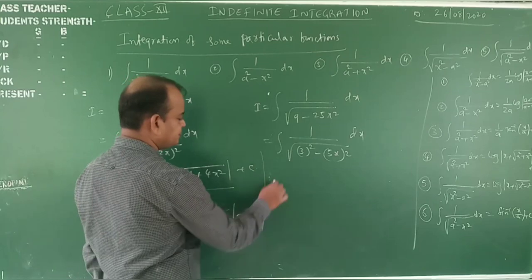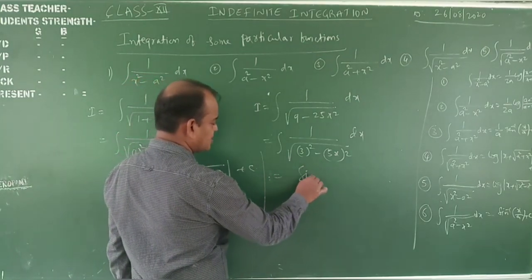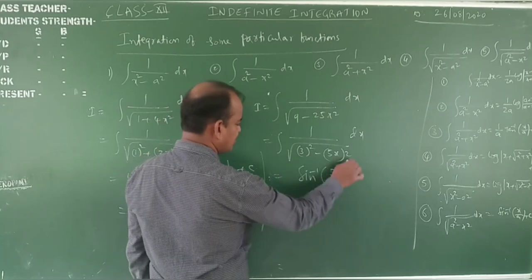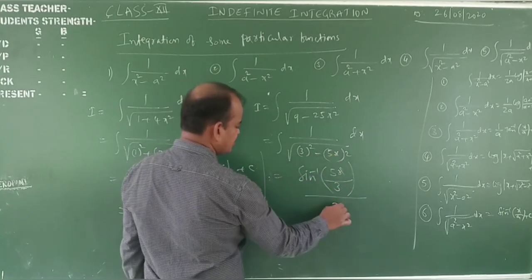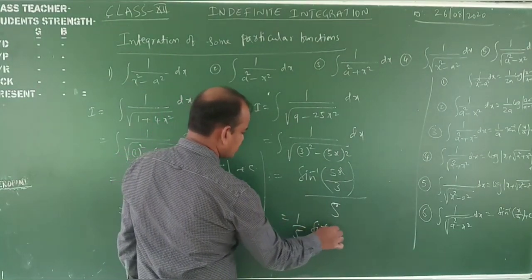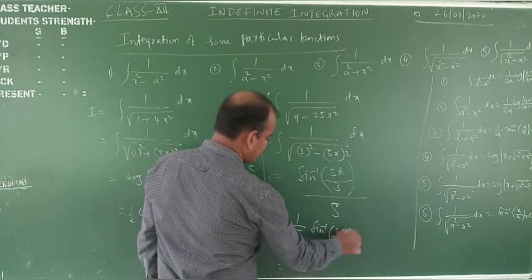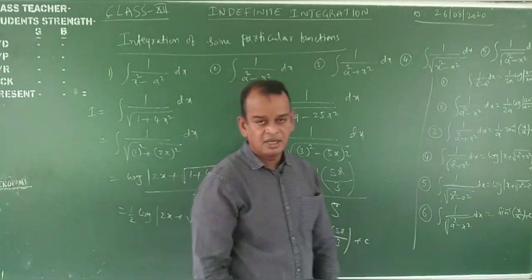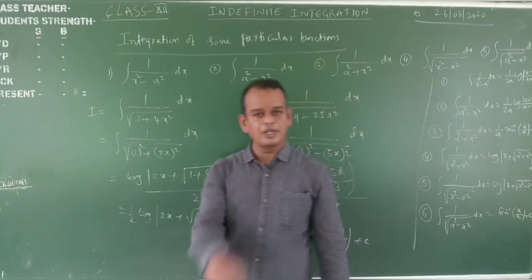This is equal to sin inverse of 5x by 3, and the derivative of 5x is 5. That is, the answer is 1 by 5 sin inverse of 5x by 3 plus c. Okay, my dear students, in this way we will complete the remaining problems. Thank you, one and all.